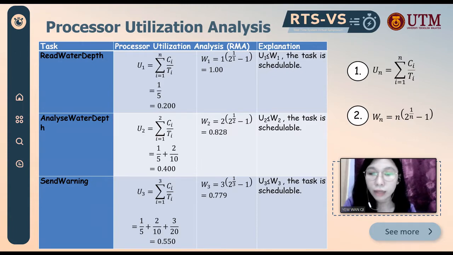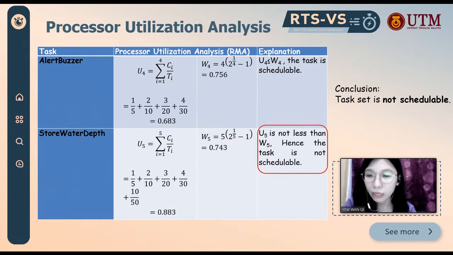Here we can see that these 3 tasks are schedulable because the total utilization is smaller than the worst case schedulable time bound for each task. Next, in the task stormwater deep, you can see that the task utilization is larger than the worst case schedulable time bound. Hence, this task is not schedulable. From here, we can conclude that this task set is not schedulable.